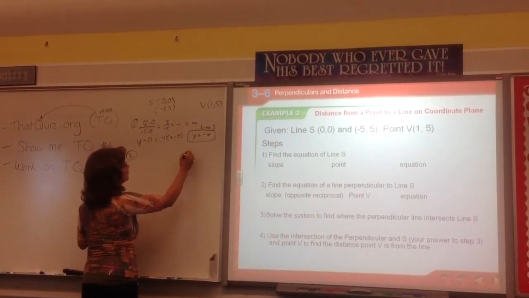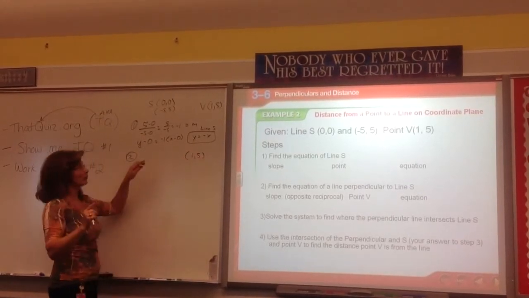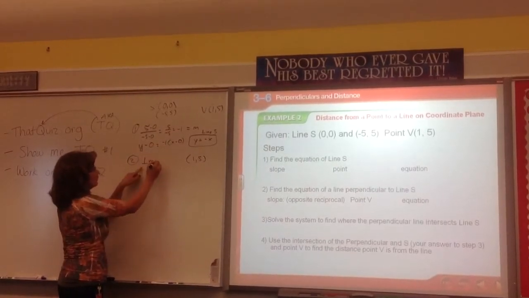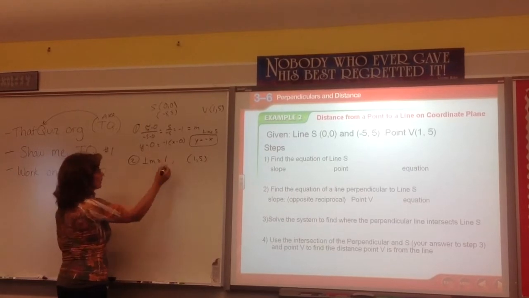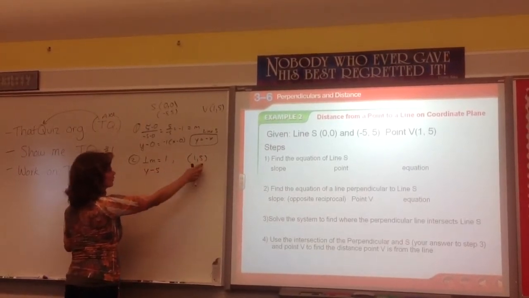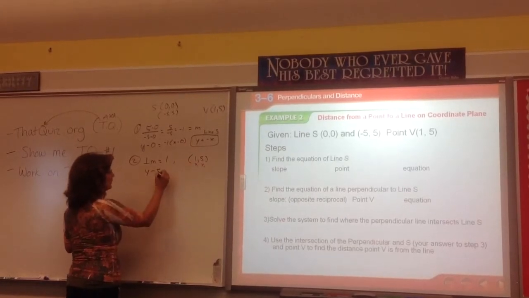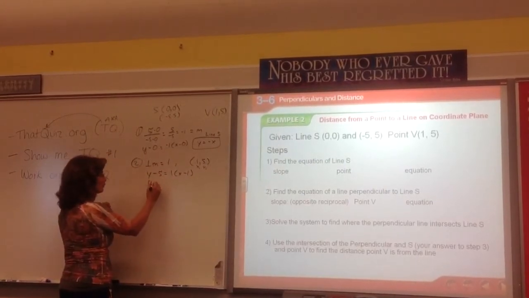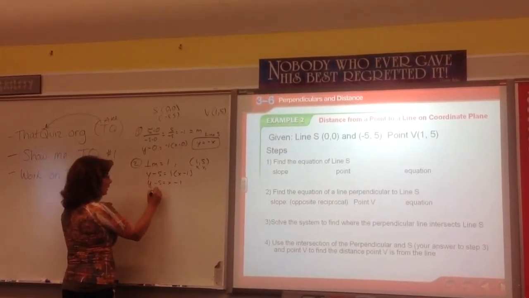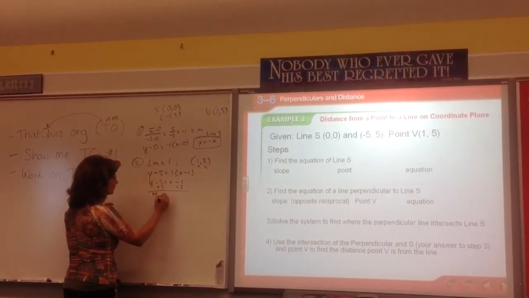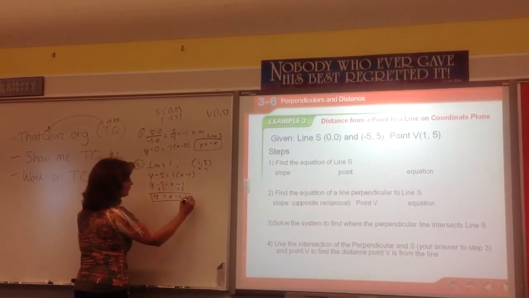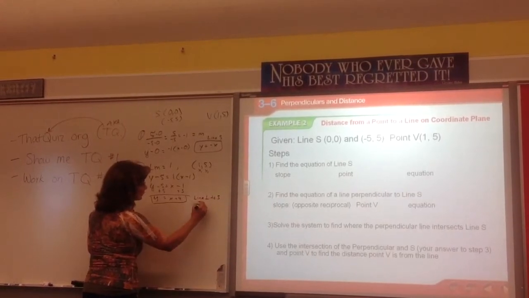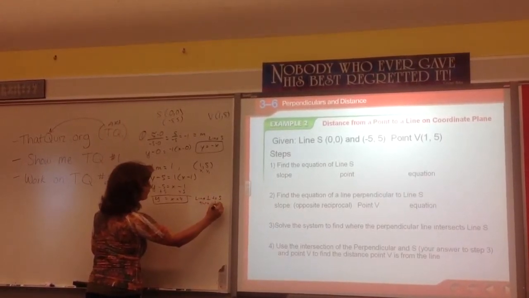Step 2, we want the equation of a line perpendicular to S through point (1, 5). So we know our point, it's going to be (1, 5). We know our slope because we know the slope of line S, and we take the opposite reciprocal. So the perpendicular slope is going to be a positive 1. So now we'll write this equation. y minus 5, remember it's the y coordinate, think of this as x sub 1, y sub 1, equals the slope times x minus x sub 1. Simplify that to slope-intercept form. Add 5. And this is a line perpendicular to S through (1, 5).